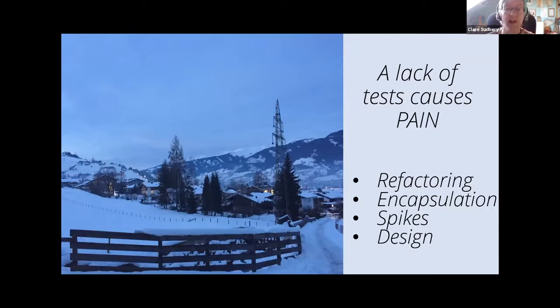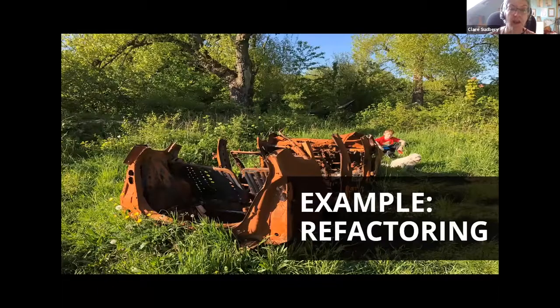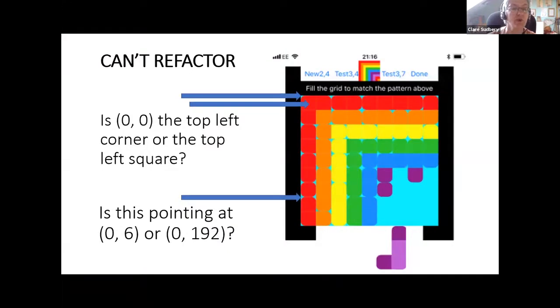These are all areas which are helped by test-driven development and don't go so well without it. The first one is refactoring. And the example I'm going to give is to do with pixels and coordinates.